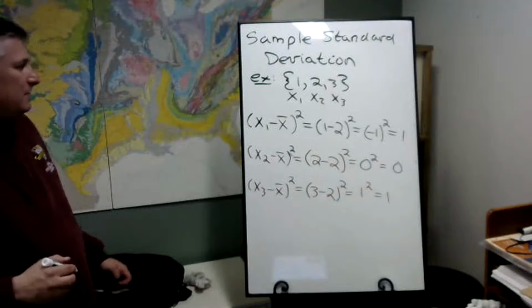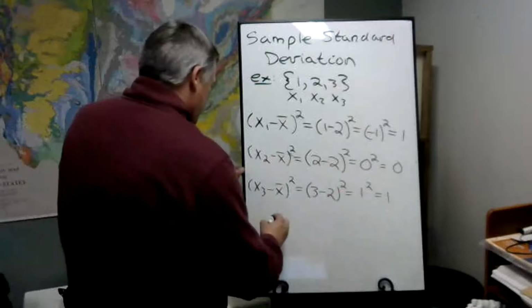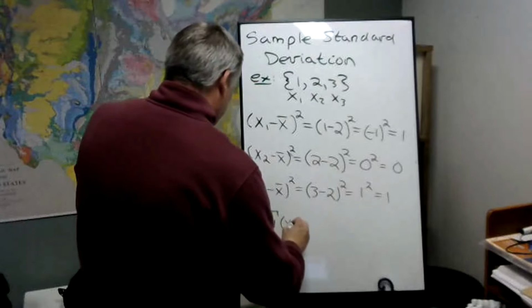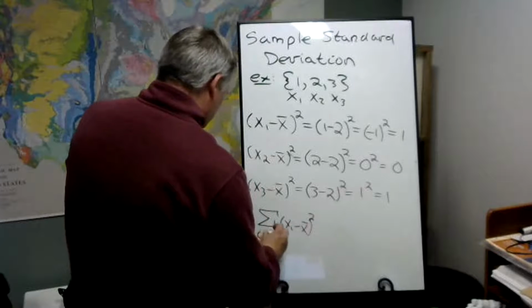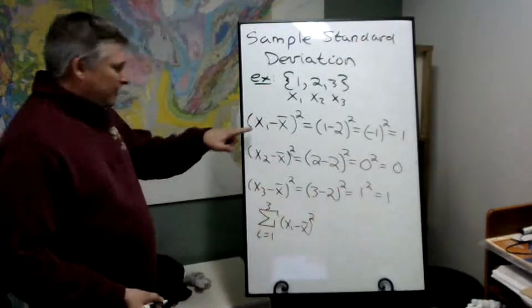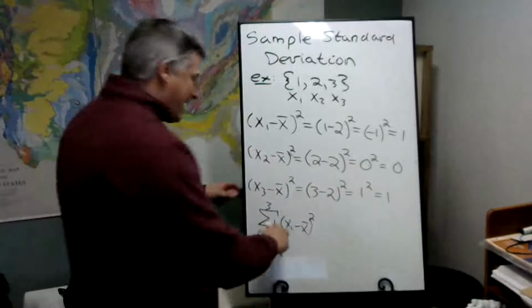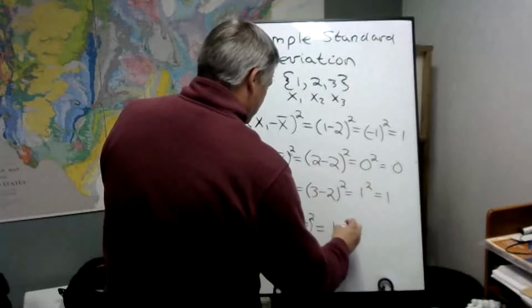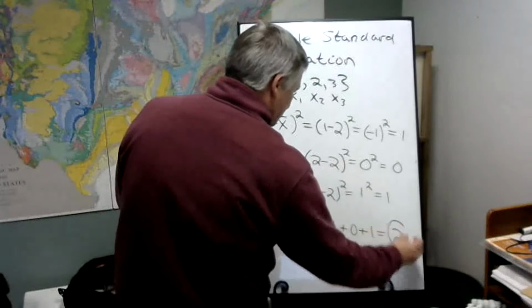So now what we need to do is we need to add each of these together. That's what that sigma sum means. This is for i is 1, i is 2, and i is 3. So we're going to add up each of these. So we get 1 plus 0 plus 1. That gives us 2.